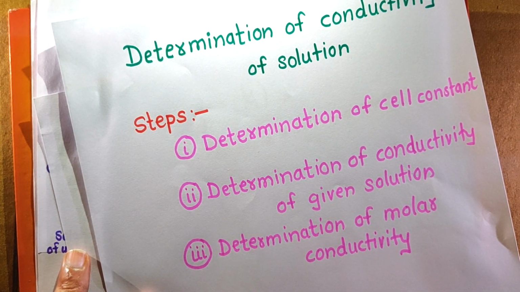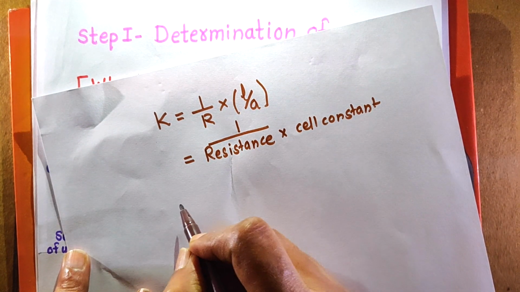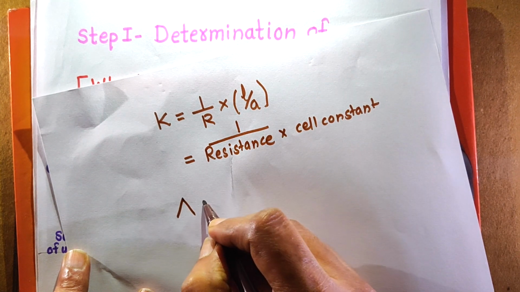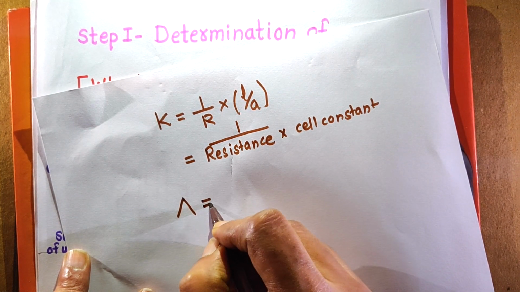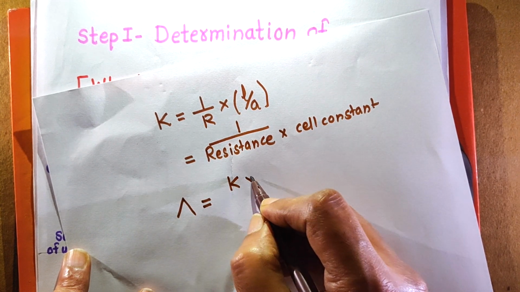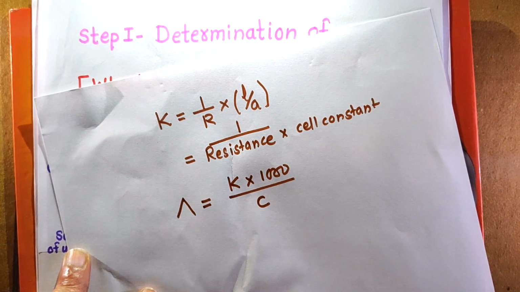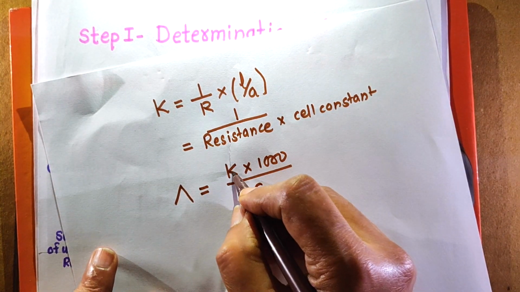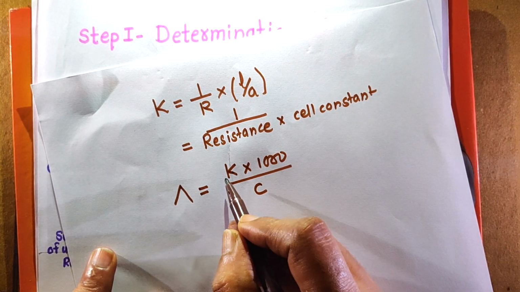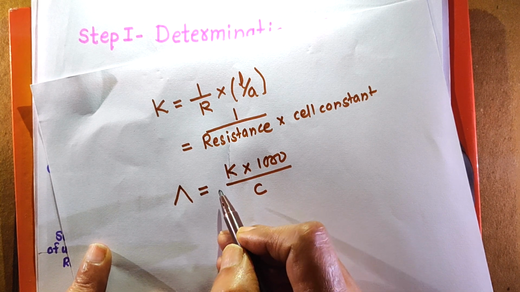And the third step in this is the molar conductivity. How can you determine molar conductivity of the cell? Now you know K, and the relation between molar conductivity and conductivity you know: molar conductivity is equal to K into 1000 upon C. We know K, we know the concentration of the solution, and from this formula we can determine the molar conductivity of the solution.